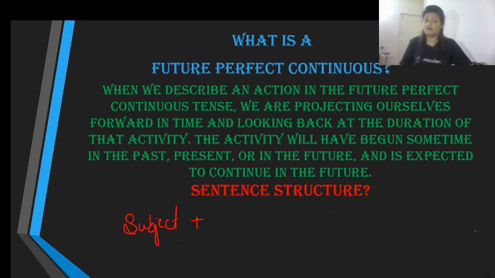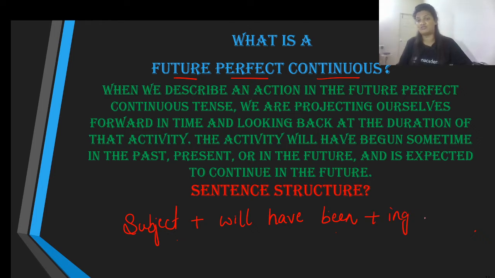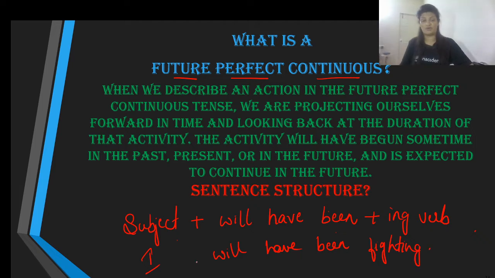After having written our subject, we will introduce the word will, and then have, which is going to represent perfect. Will is going to represent future, have is going to represent perfect, and continuous will be represented by been and then the ing verb. Supposing I say, I will have been fighting. So there you go: subject will have been fighting.